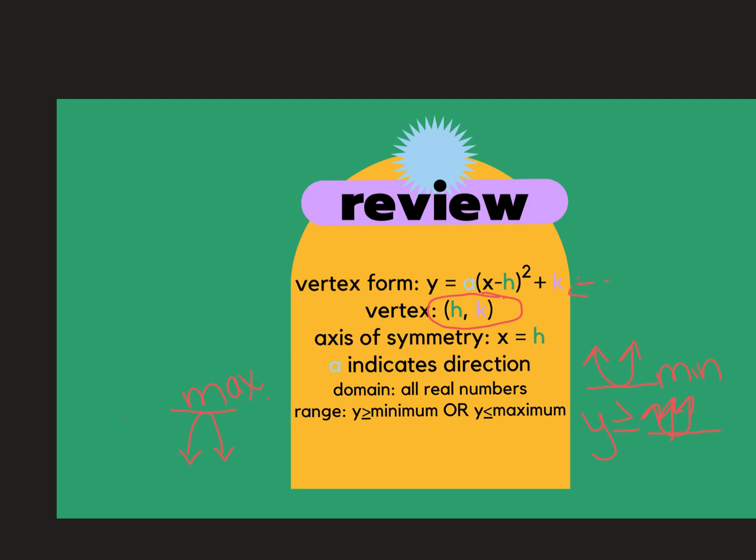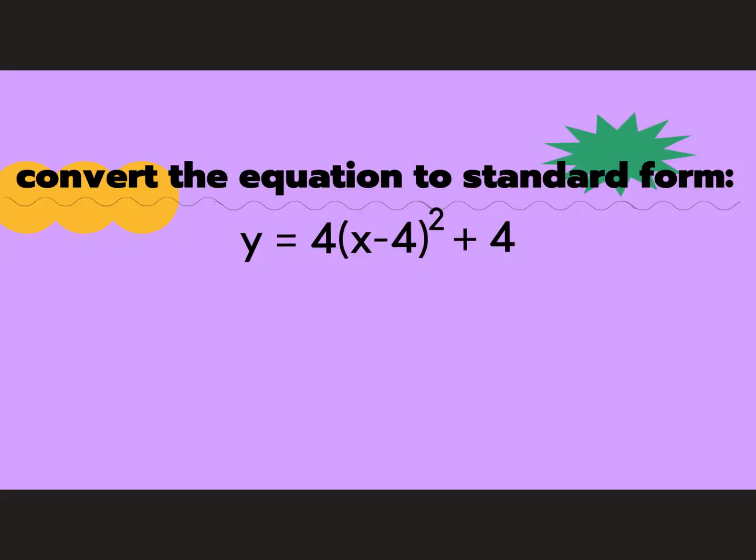Okay. If I have a maximum, meaning my a value is negative and my parabola opens down, okay, my y value is going to be less than or equal to. And remember, in this situation, our y value is our range.